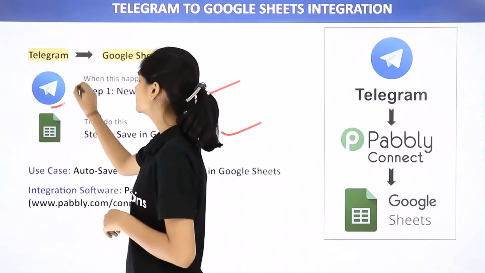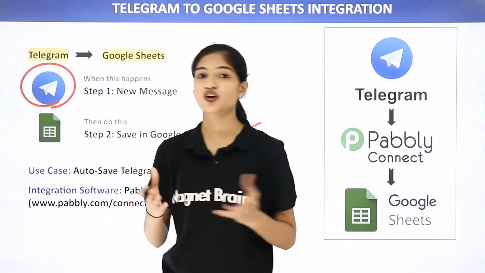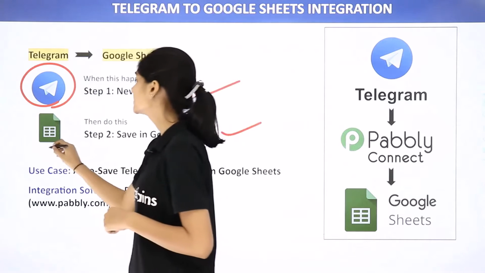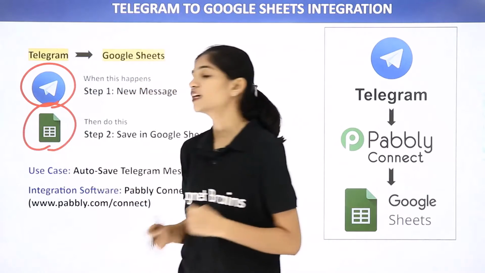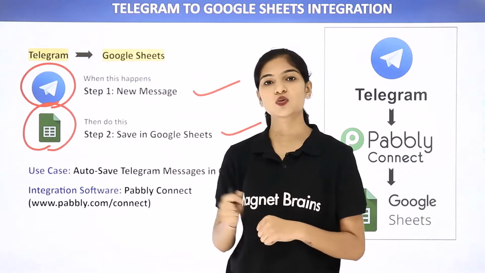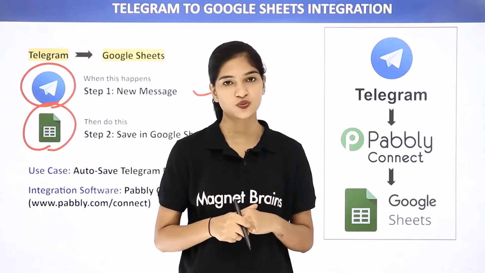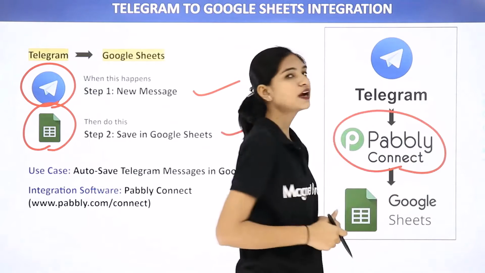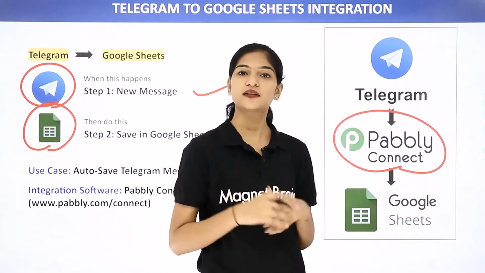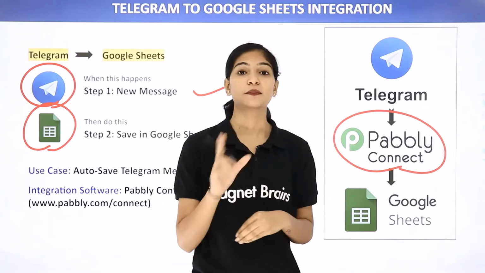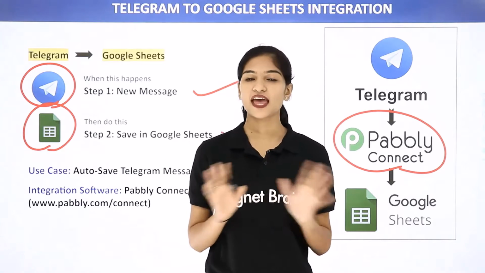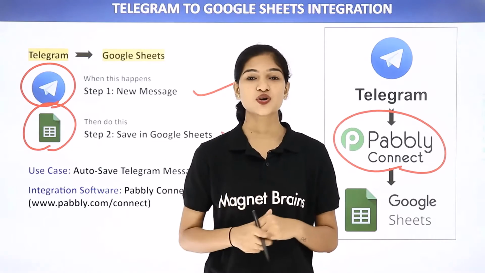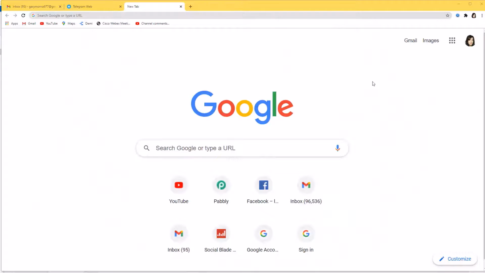So Telegram is a software application where you can send your messages, whereas Google Sheets is an online spreadsheet program. The issue here is that Telegram and Google Sheets don't have any integration between them, and that is why we are going to use Pabbly Connect, a third-party application software, to integrate both these software applications. The best part here is you don't require any knowledge of coding. So let me show you this on my screen.